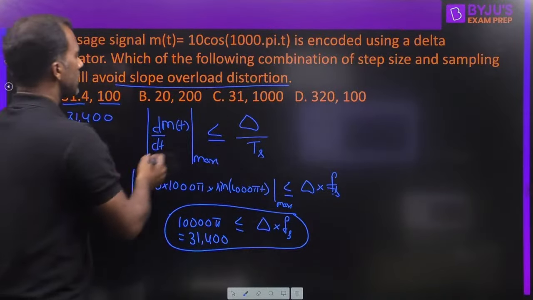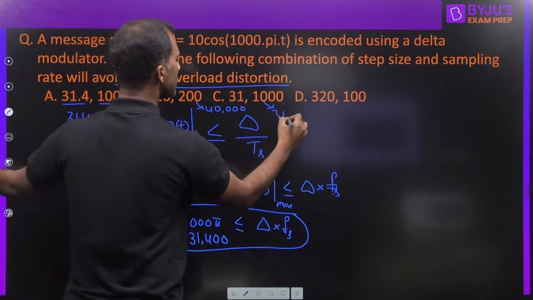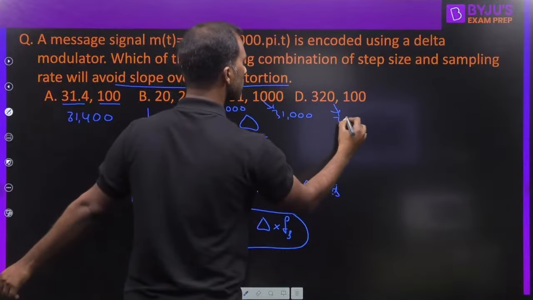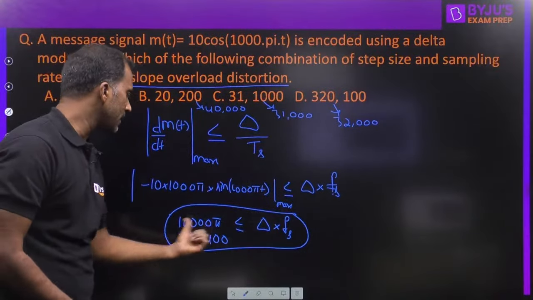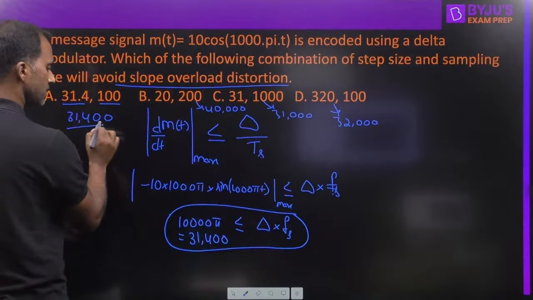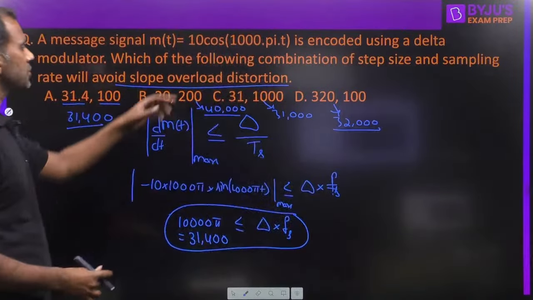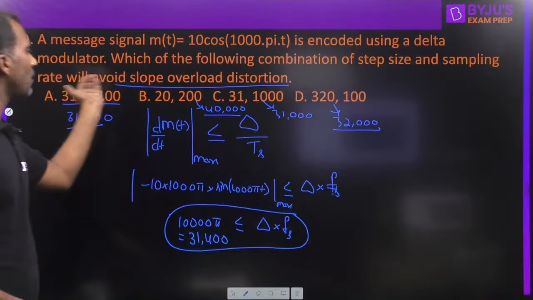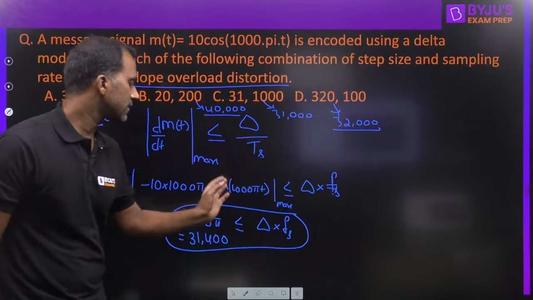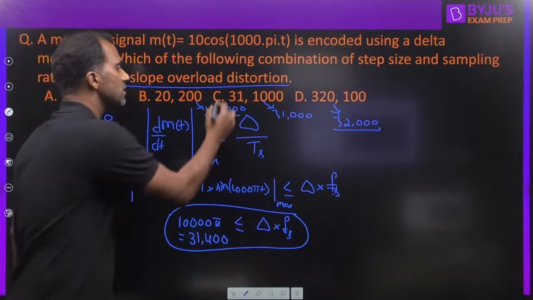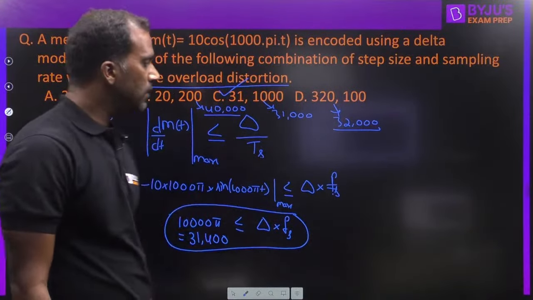Right. And how about this one? This is 40,000, and this is 31,000, and this is 32,000. So if you want slope overload distortion to be avoided, the product should be greater than 31,400, which happens in this. Equal to is also fine. This also happens. In this also it happens. But the question is not about getting slope overload distortion. We want to avoid slope overload distortion. We don't want slope overload distortion. That happens only if this condition is not satisfied. The only option that does not satisfy this condition is option C. Okay. Right.